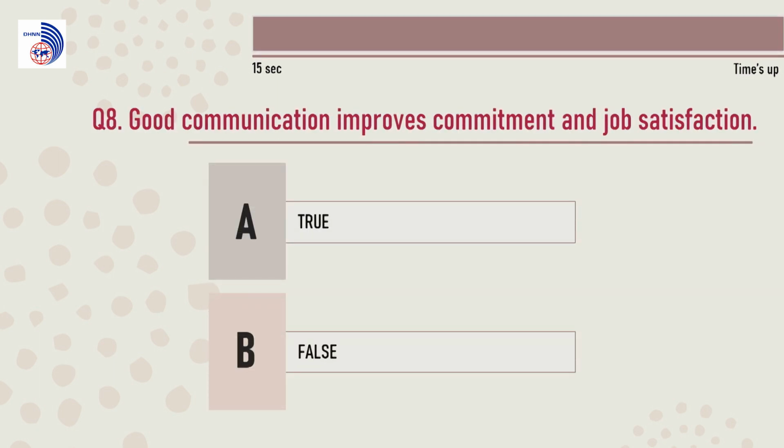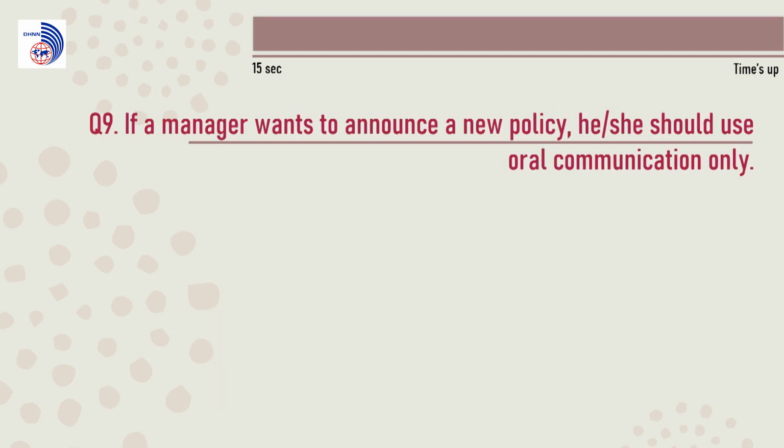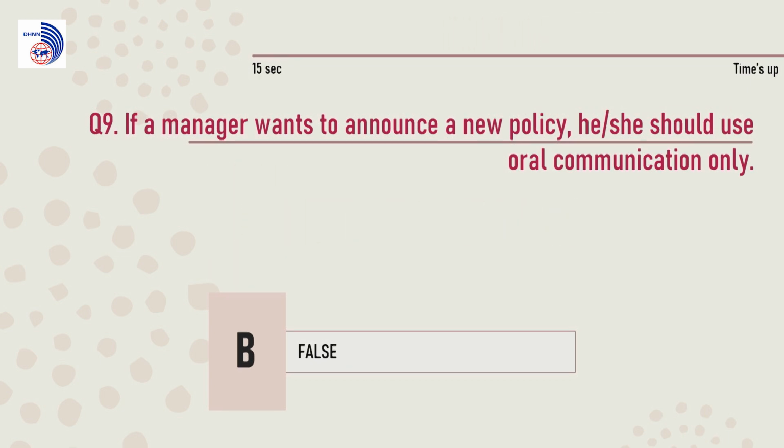Good communication improves commitment and job satisfaction. 15 seconds is now ready for all of you, and the answer is A. Question number 9. If a manager wants to announce a new policy, he or she would use oral communication only. So the answer is true or false. 15 seconds is now for you, and perhaps you got the right answer right away. The correct answer is false. He or she should use different types of communication. It can be oral communication, it can be written communication.